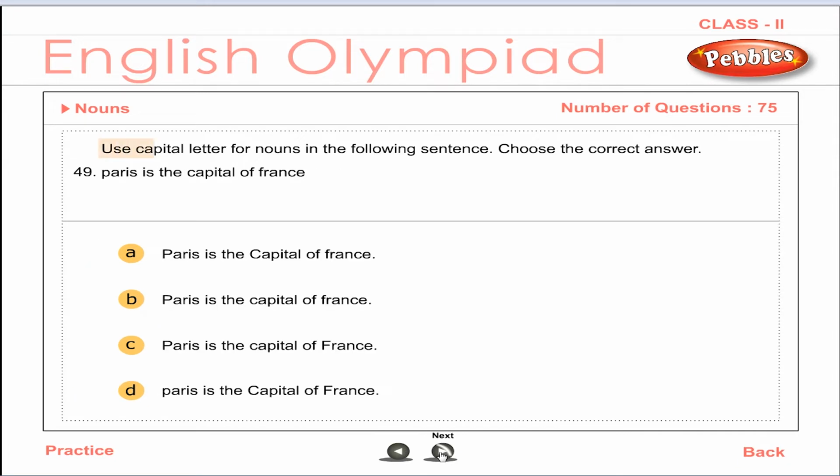Fantastic. Use capital letter for nouns in the following sentence. Choose the correct answer.